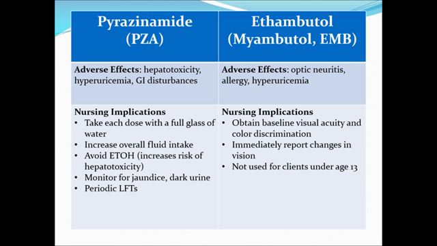This one can develop optic neuritis, so it's very important they have a baseline visual acuity and a color discrimination exam, and they need to be taught to immediately report any changes in their vision. And this is generally not used for anyone under the age of 13. Streptomycin is also a medication that may be used, but again, that one has some pretty significant side effects, so that is not a first-line treatment. Unless these things are not working, then they may add that on there.